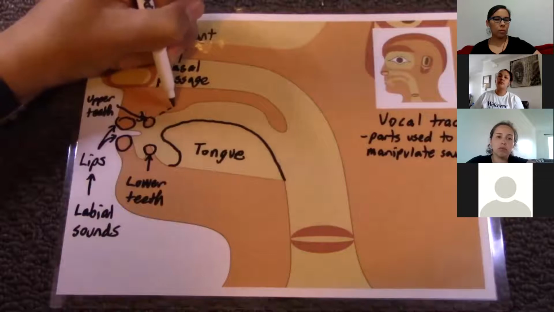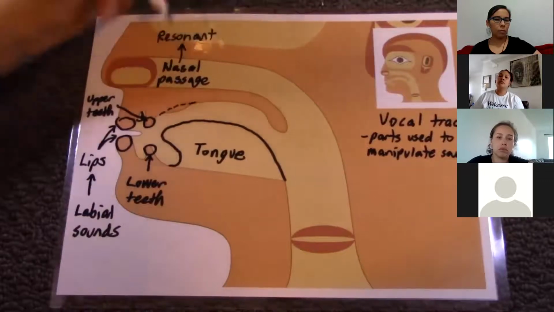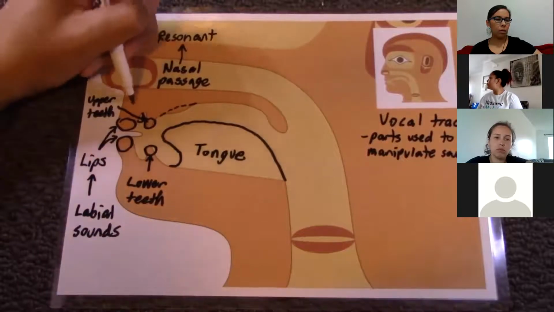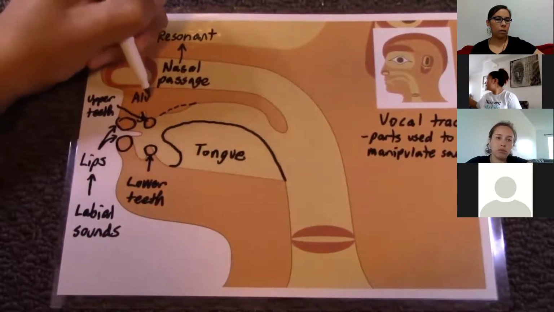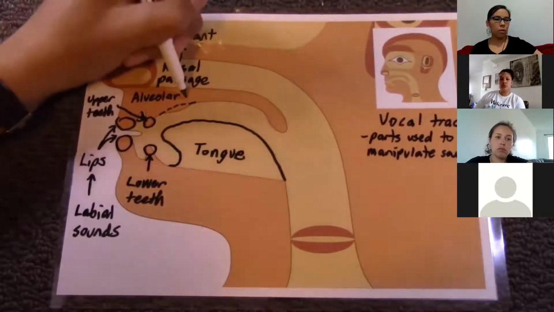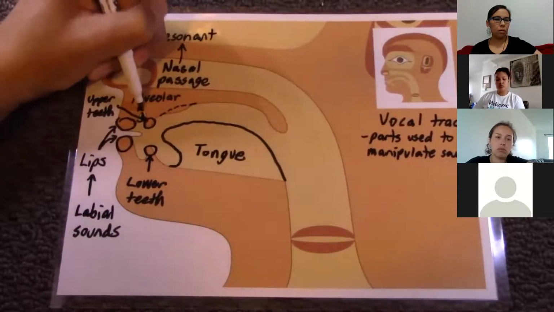This little area right here, I'm just going to draw a dotted line. This is called your alveolar ridge.